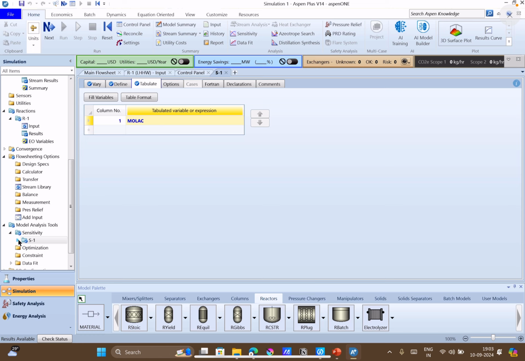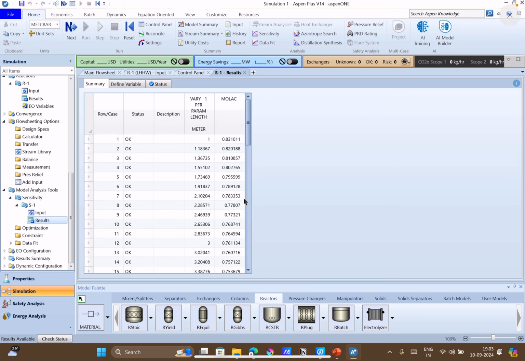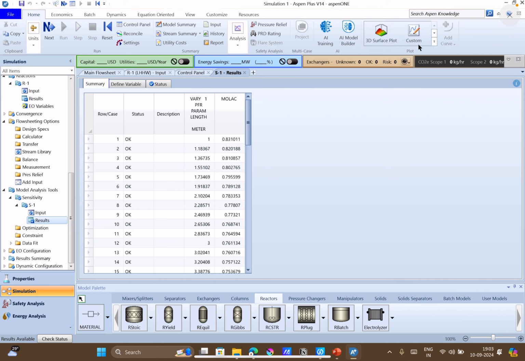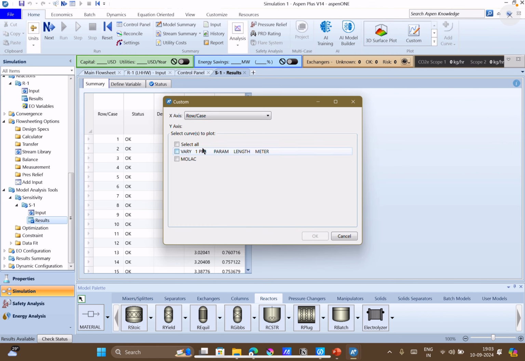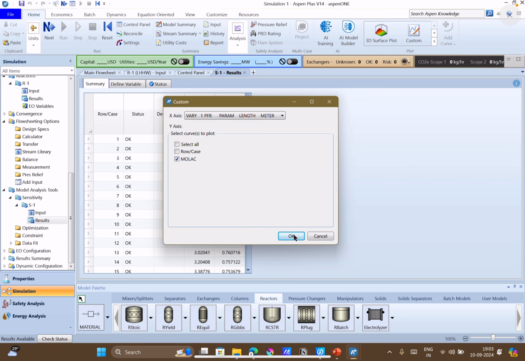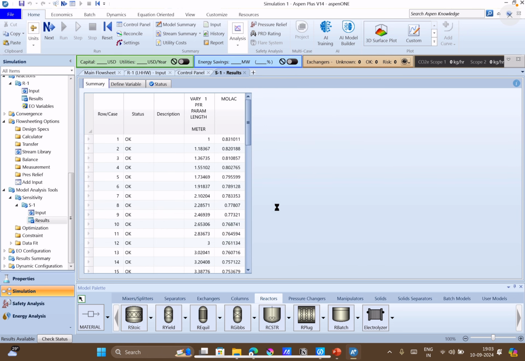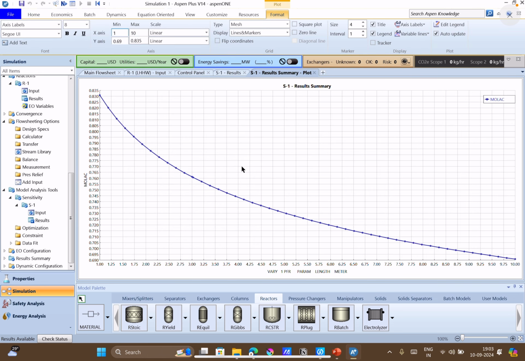If you go into the result, let's plot it out. How does this profile look? We have x-axis as PFR length and y-axis as mole fraction of acetone. You can see with the increase in the length, mole fraction is decreasing. So then we can decide at what value, how much conversion we want, and according to that we can decide what should be the length of the PFR.